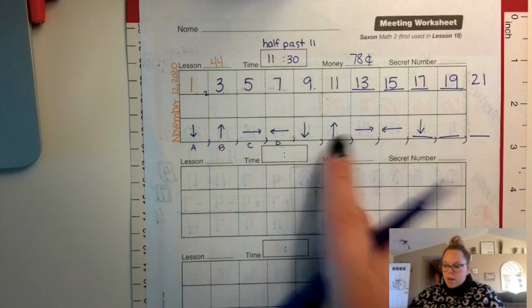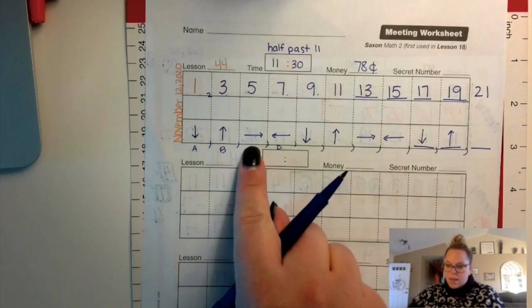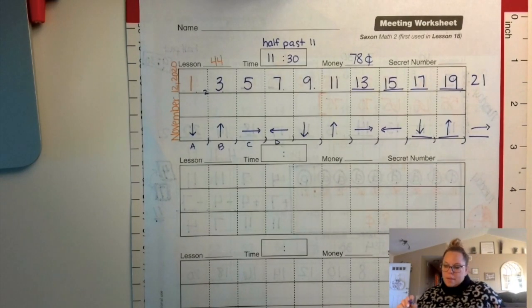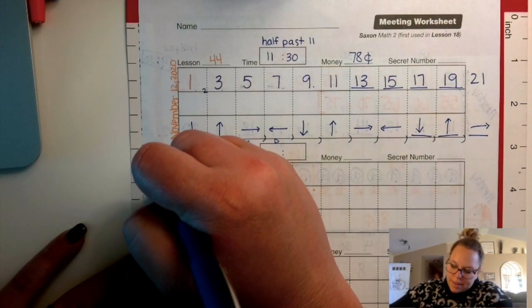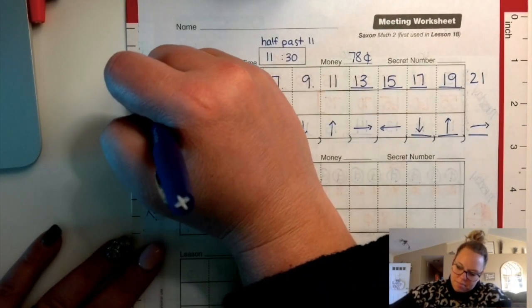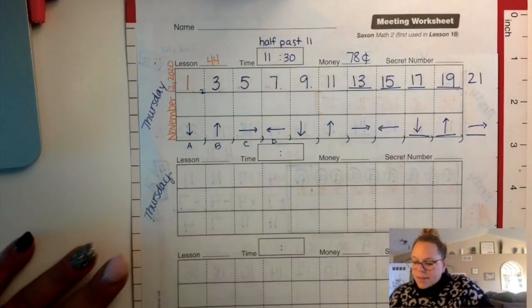After arrow down comes arrow up, and then arrow to the right. We're going to have a second day of Thursday. Okay, this is Thursday here. And we have Thursday for our second box here.